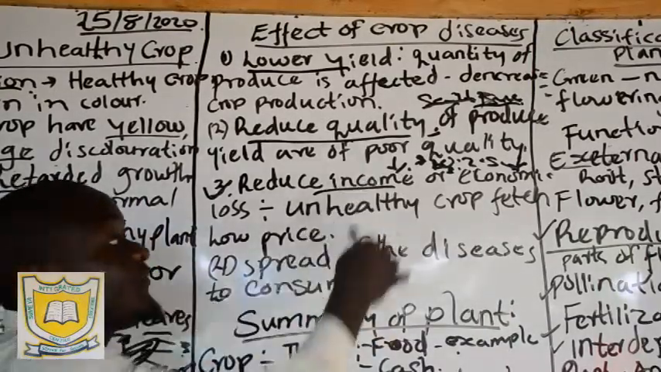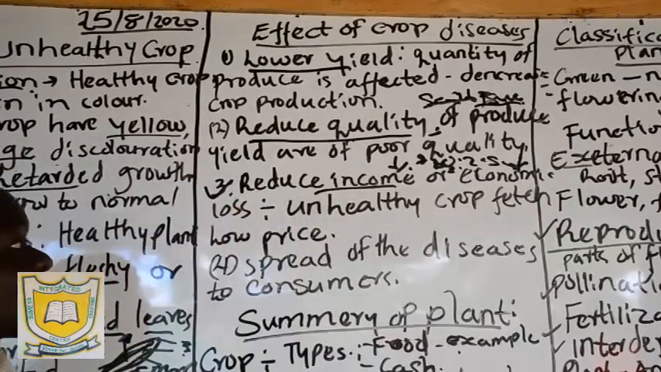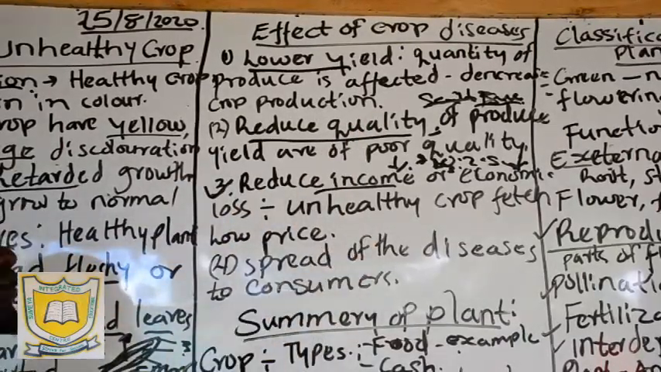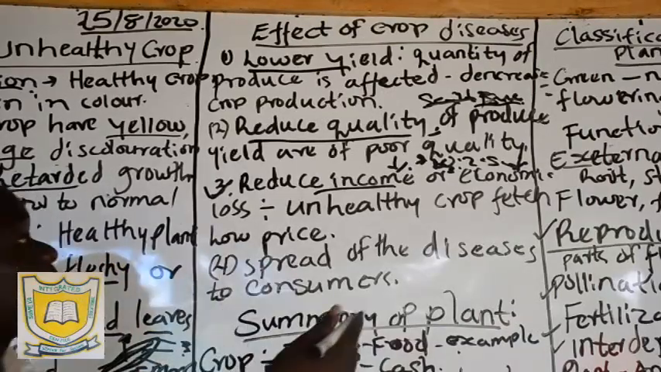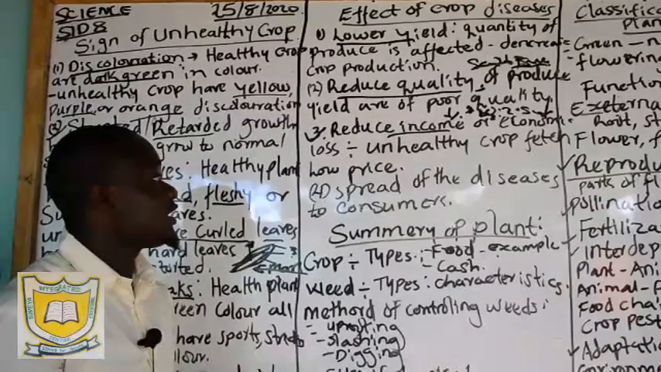And also this one affects the nation, because if the plant is used to be exported to other countries, it means there is a reduction in the foreign exchange, because if you sell the plants at a very low amount, that means there is a reduction in foreign exchange.